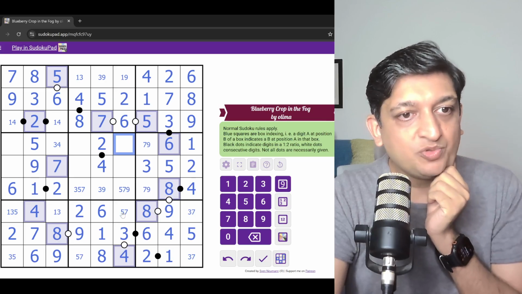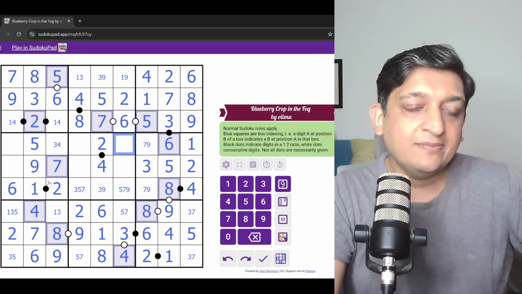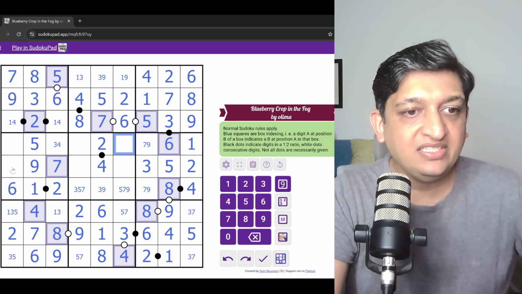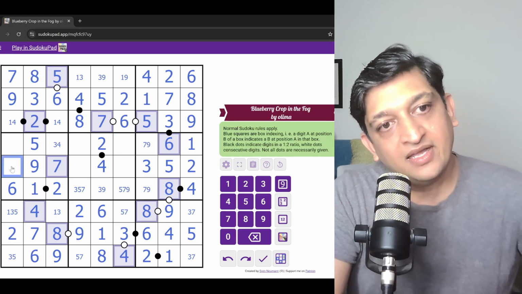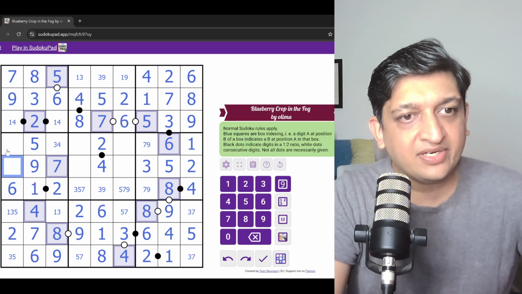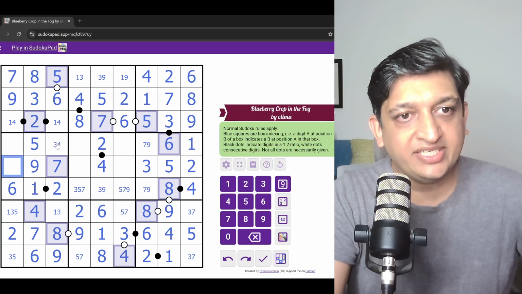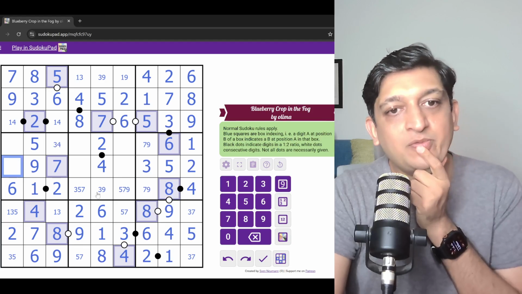Let's try to apply some Sudoku logic and see what happens. We have 1, 2, so 3, 4 and 8 are pending. 3 can't be here. So this is either a 4 or an 8. And what about this one? We can't do much here. This one also we can't do much. So this is 3 or 4 that we have figured out. So 3, 4, 8 are pending. Again, we can't do much here.